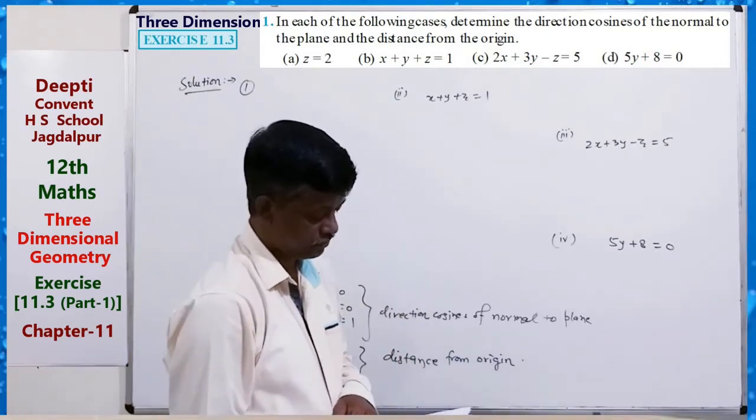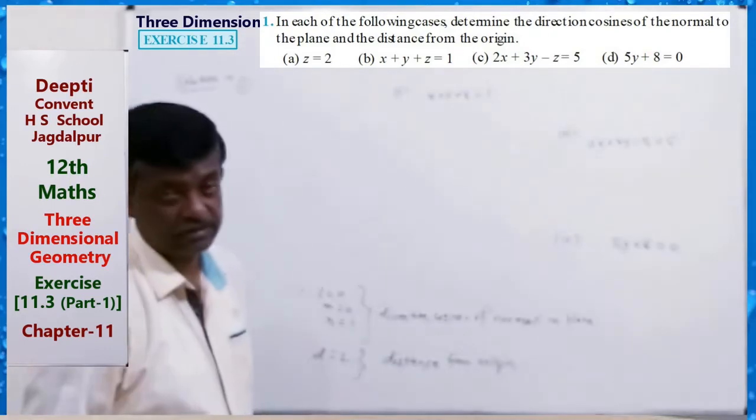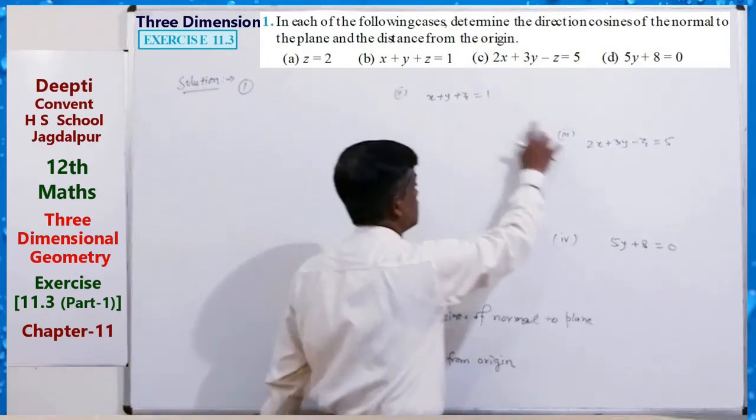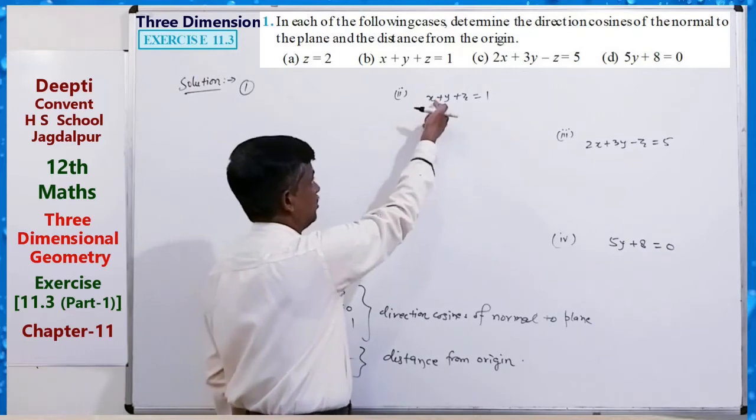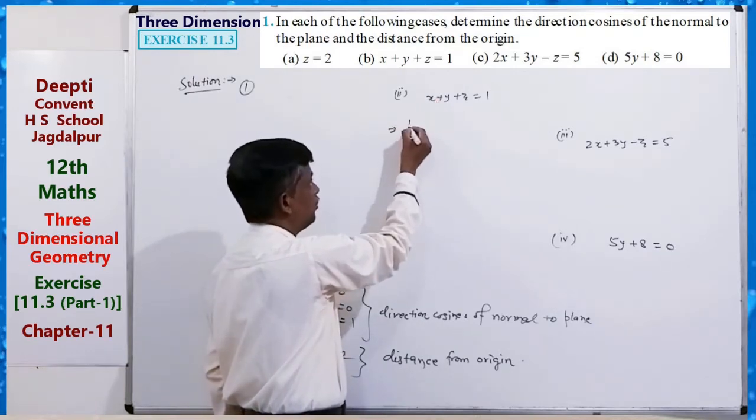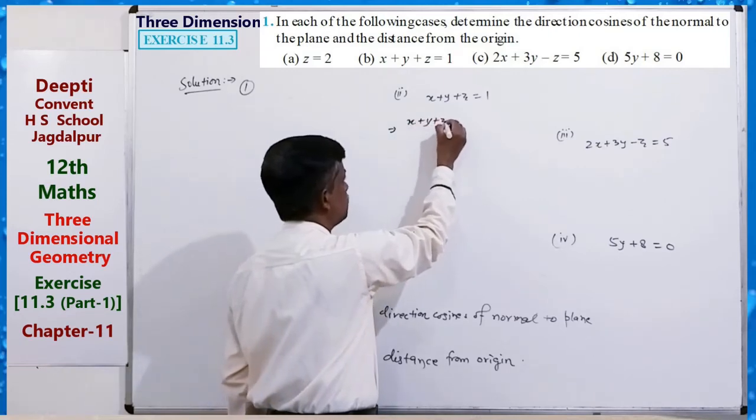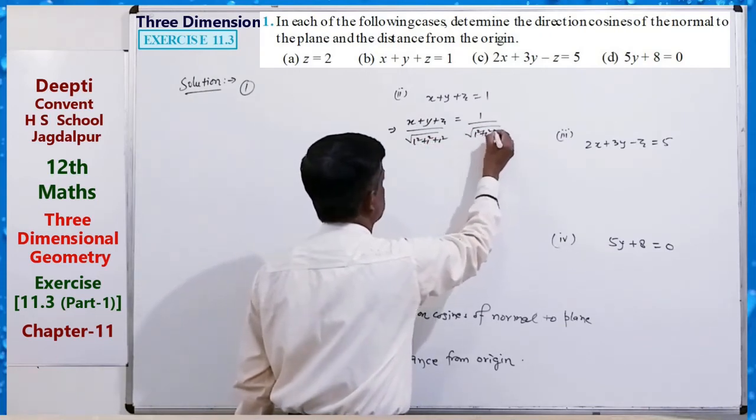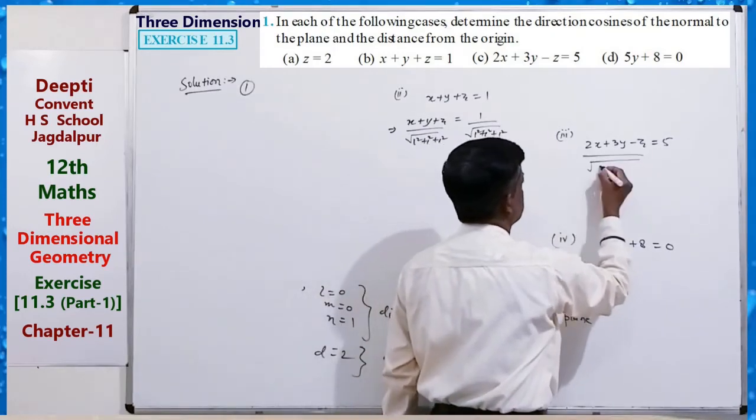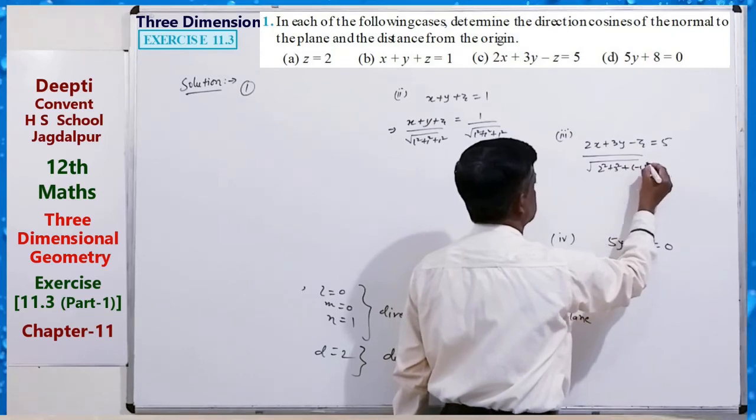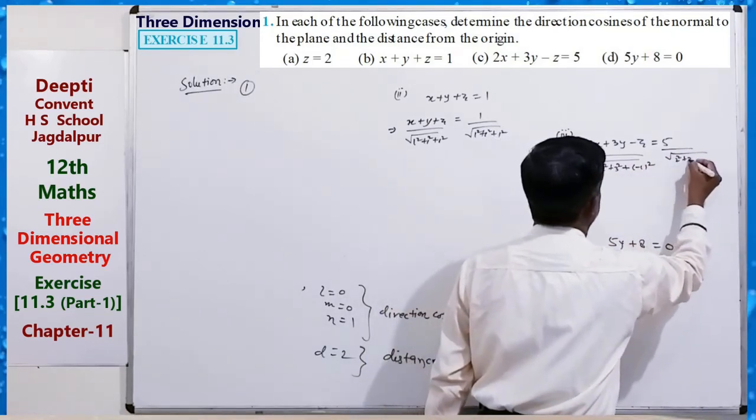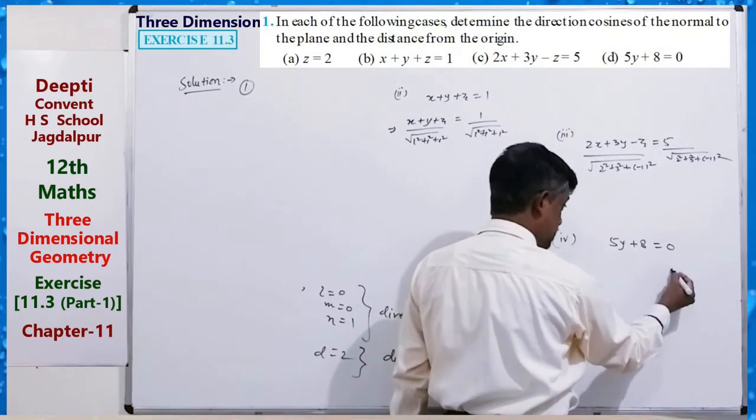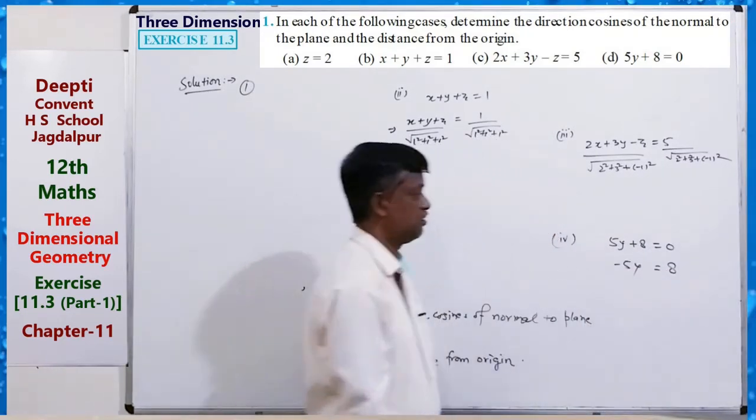One important thing here is that at the time of writing, you have to write the right hand side as a positive value. Here we can write 1x plus 1y plus z equals 1 divided by root over 1 square plus 1 square plus 1 square. Here also, root over 2 square plus 3 square plus minus 1 square. Take the constant on the right hand side as a positive value, so just write here minus 5.